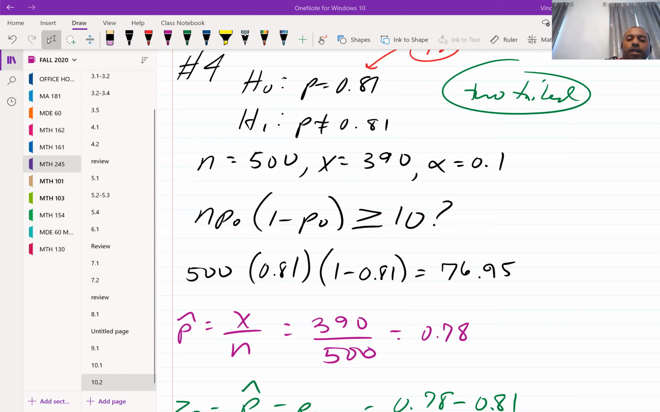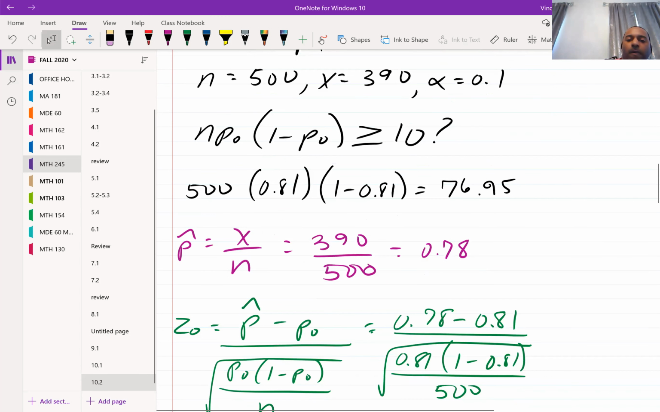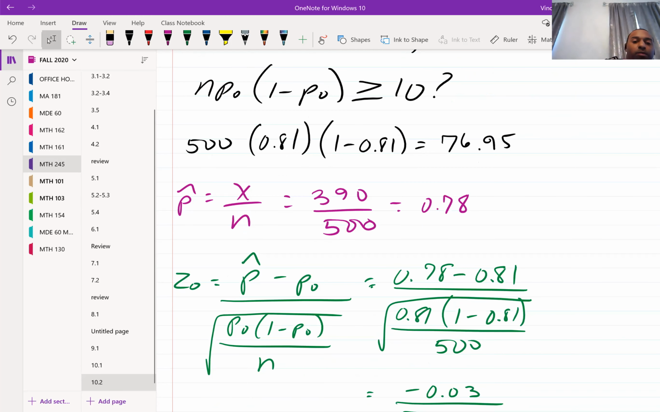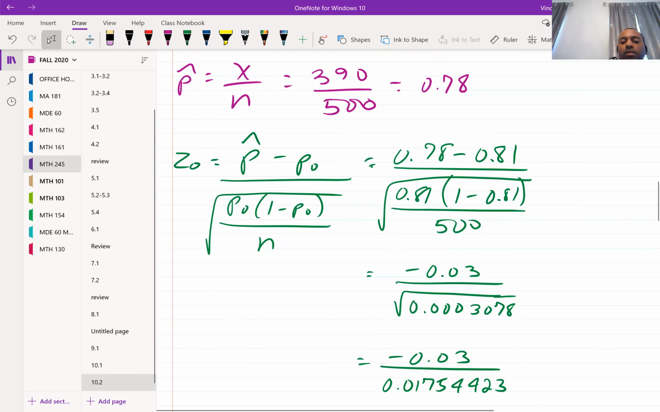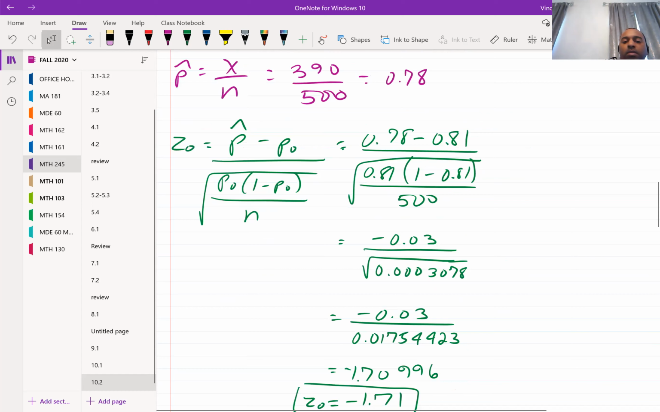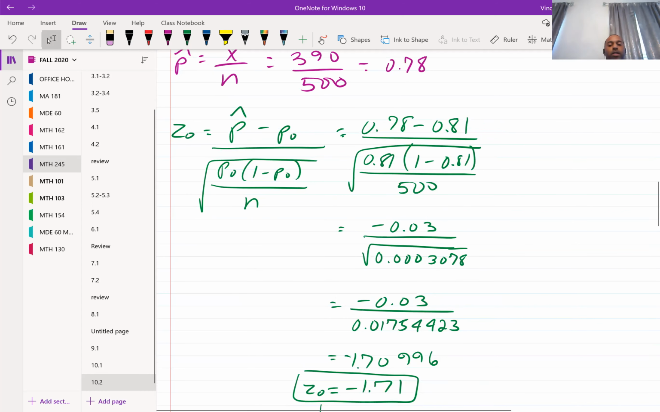All right. Next step, they ask for the Z naught. And that goes back to this formula right here: P hat minus P naught over the square root of P naught times 1 minus P naught over N. So you plug in your values accordingly. 0.78 is our P hat. We just found that. We already established that 0.81 was P naught. And N is 500. They gave us that. All right, so we should get negative 1.71.